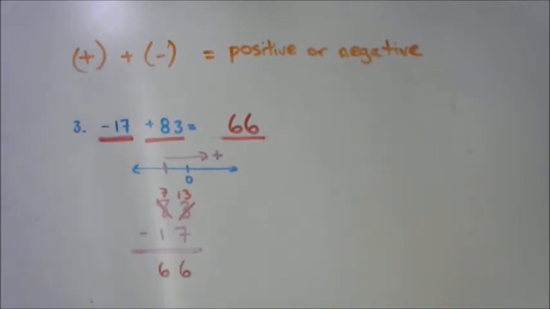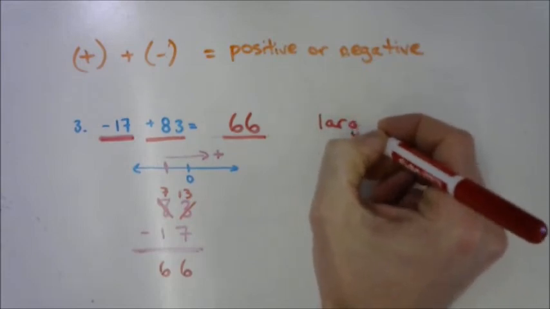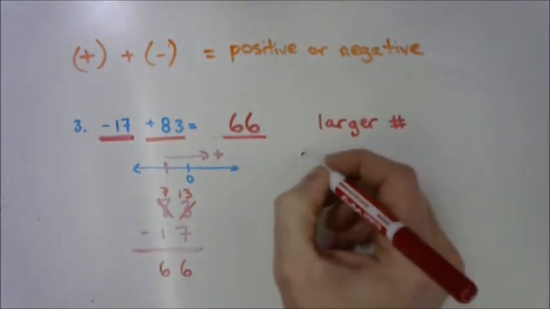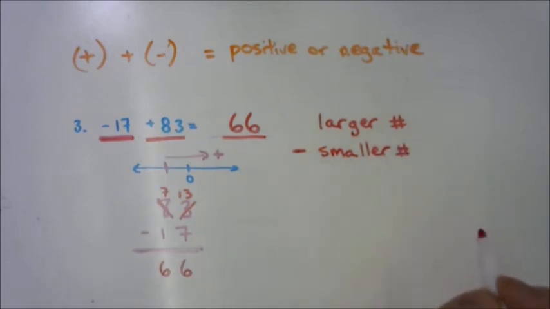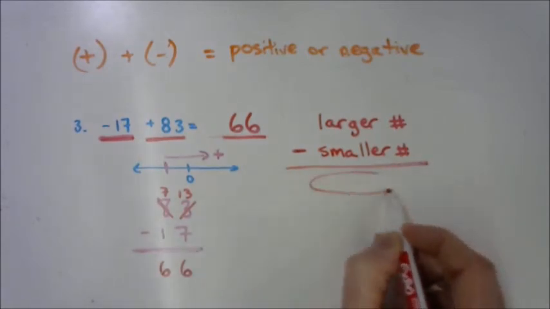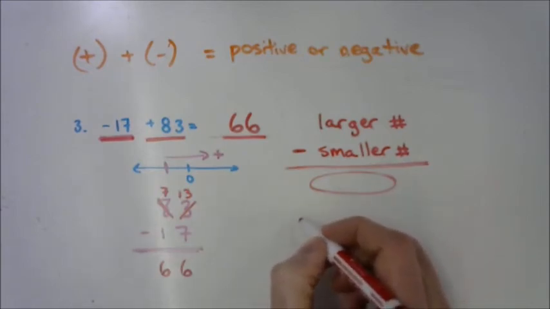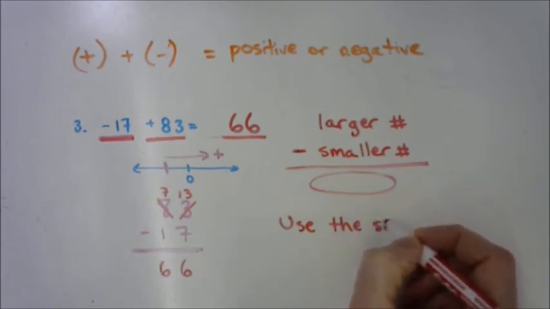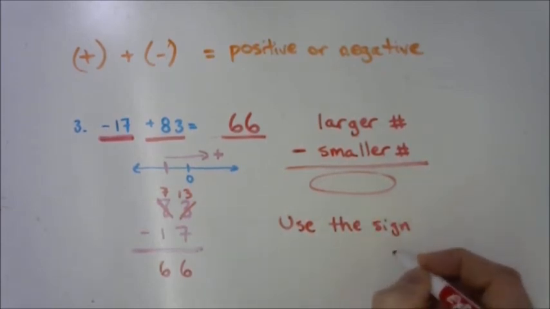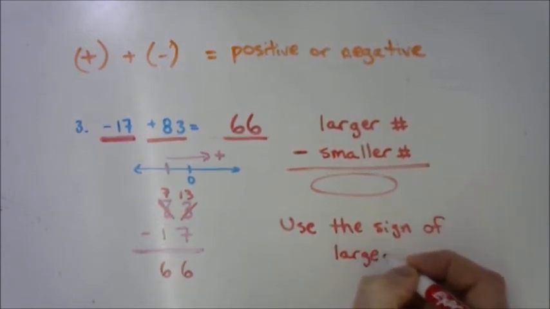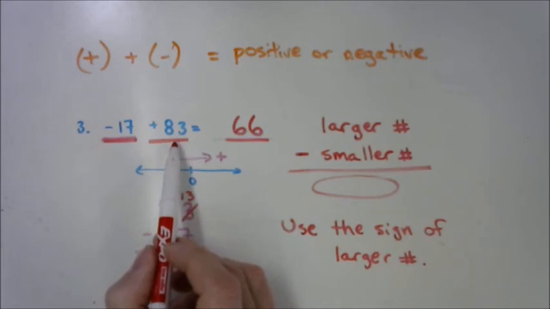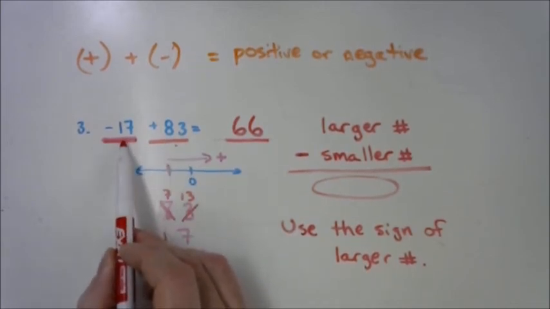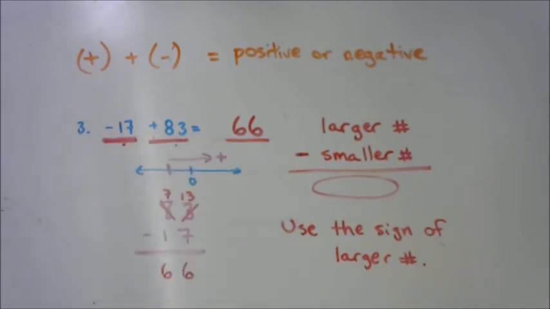There's a little trick to these, and we're going to jot that down right now. We're going to start with the larger number. Start with the larger number. You're going to subtract the smaller number. Start with the larger number and subtract the smaller number. When you do that, you'll get a value, and you'll know the sign of that value. You're going to use the sign. So your next line is use the sign of the larger number. Okay, so that's exactly what we did here. We took 83, subtract 17, the larger number, subtract the smaller number, and we used the sign of the larger number in our answer. And that will work every single time.